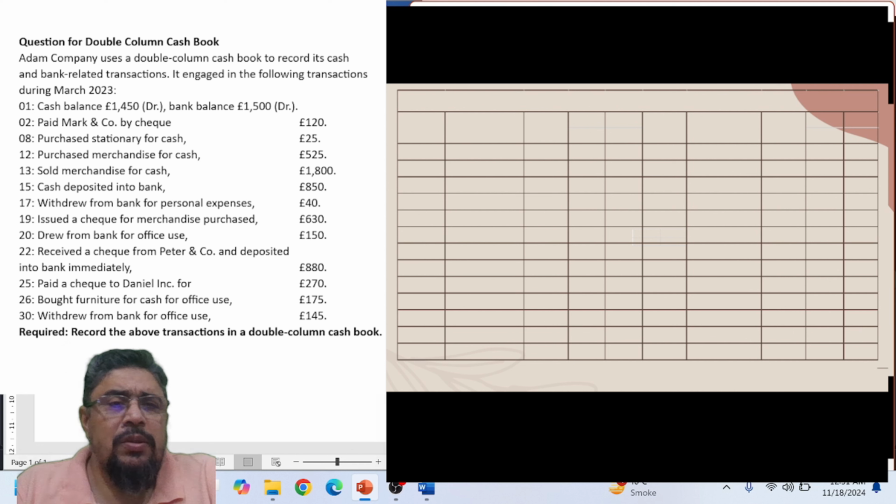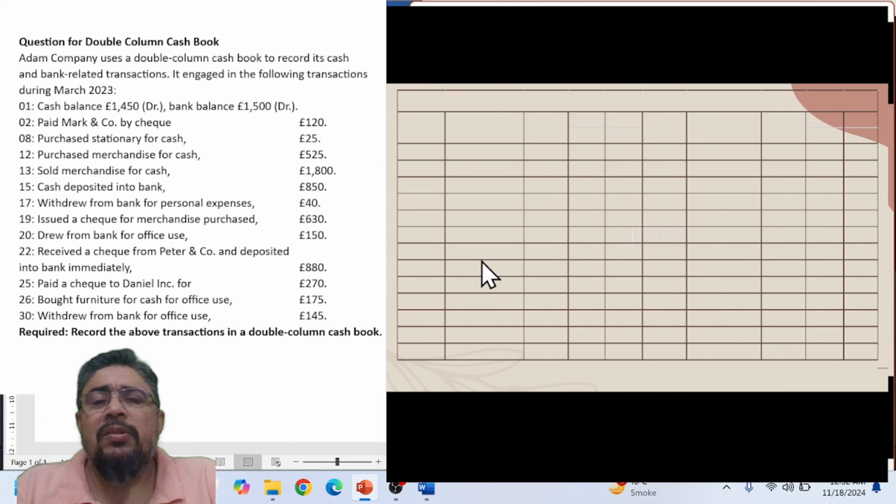You can see the question: the Adam company uses a double column cash book to record its cash and bank related transactions. It engaged in the following transactions during March 2023. So these are the transactions during the month of March 2023. What is the requirement? Record the above transactions in the double column cash book.